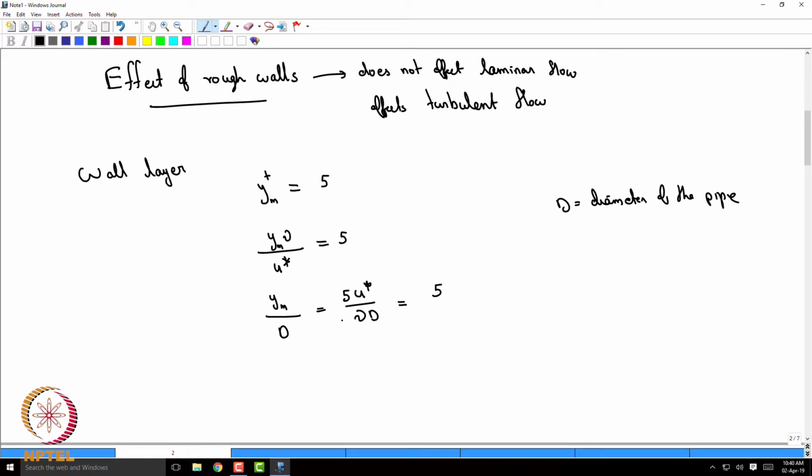So u plus is equal to y plus. So now y plus up to 5 is when you have the viscous layer. It's just that we drew it on a logarithmic axis. So the value is still 5. It's not log y plus.